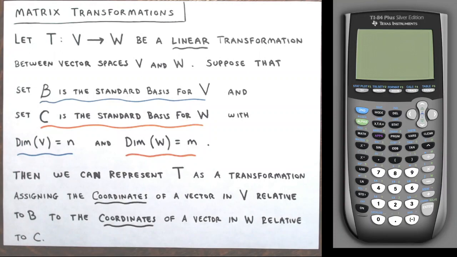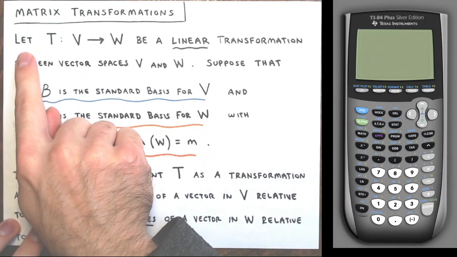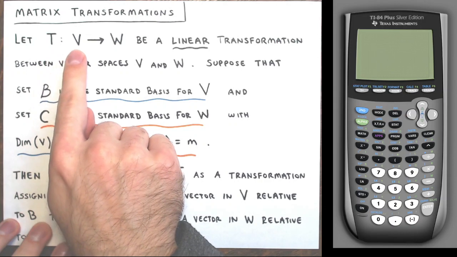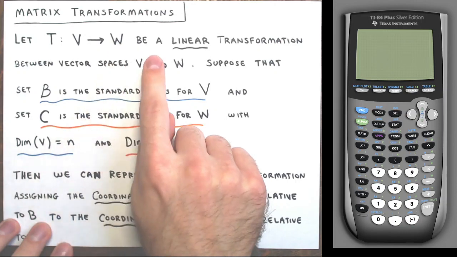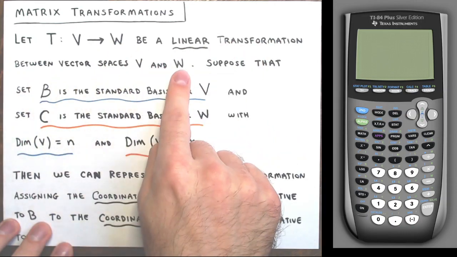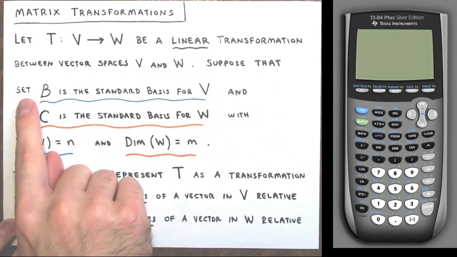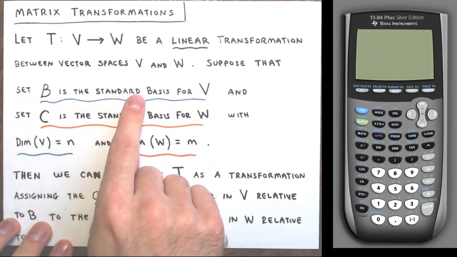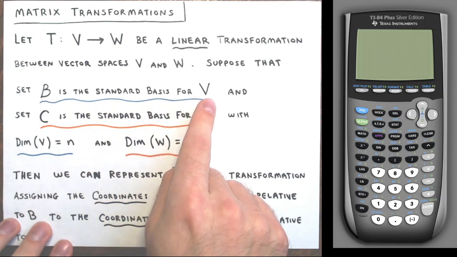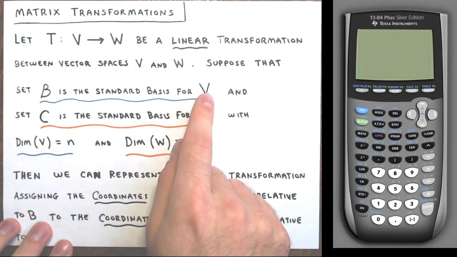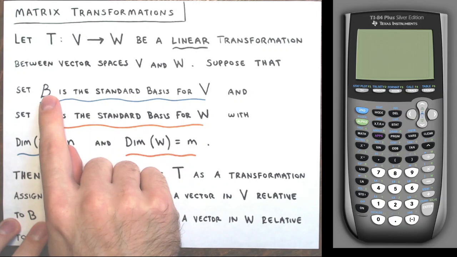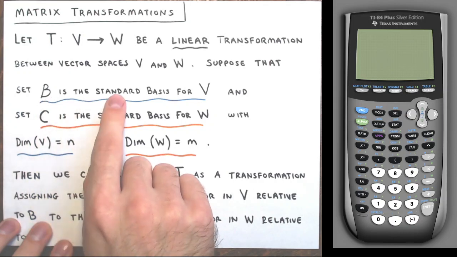So, matrix transformations. Let T be a linear transformation from vector space V into W. Suppose that set B is the standard basis for vector space V, meaning every vector in V can be written as a linear combination of these, and these vectors are linearly independent. Also, they're the simplest of building blocks for V. That's why they're the standard basis.